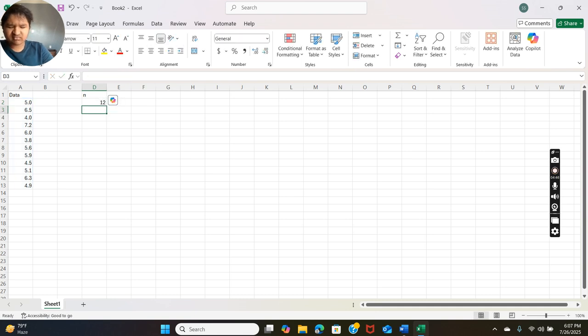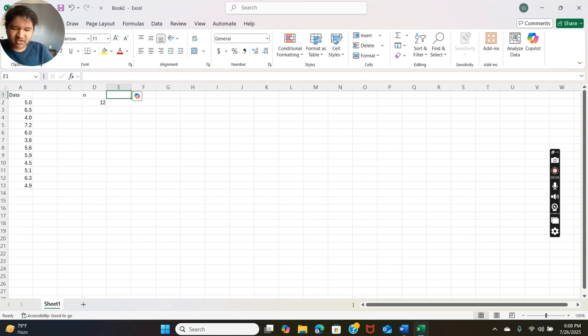Enter, blank, D3. So next we need to find the sample standard deviation and sample mean. First we calculate sample standard deviation in column E. Blank, E3. So I will arrow up to E1. Blank, E1.